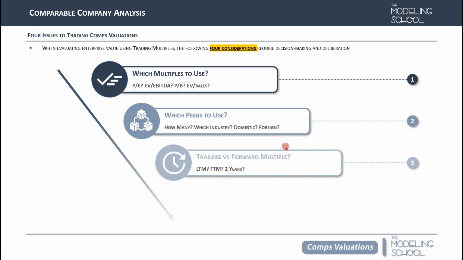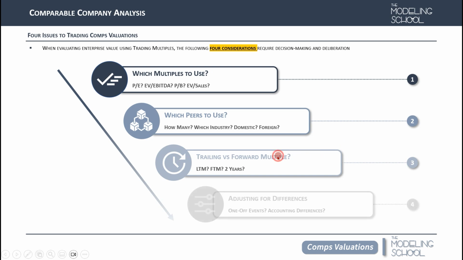Trailing multiples rely on historical data, while for forward multiples, the denominator is usually based on future projections. Understanding this difference and applying it correctly can be significantly important in comps valuations. So this is going to be another critical point of discussion and our third topic in our comps valuation course.